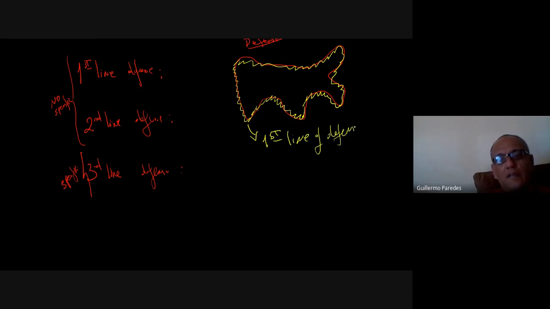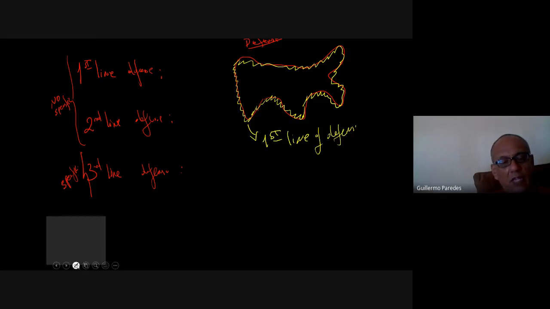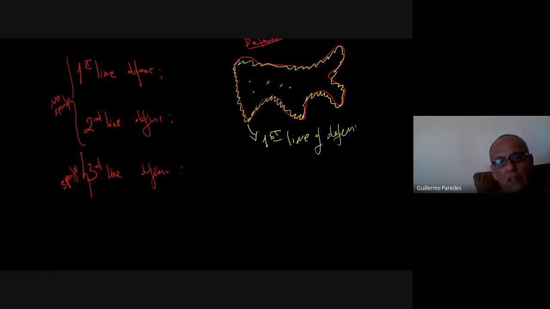Then if the enemy is able to disrupt the first line of defense, what is going to take over is the second line of defense. And where is the second line of defense? The second line of defense is going to be inside the country. This is inside the country. These dots, what I'm trying to show you here, are basically bases.